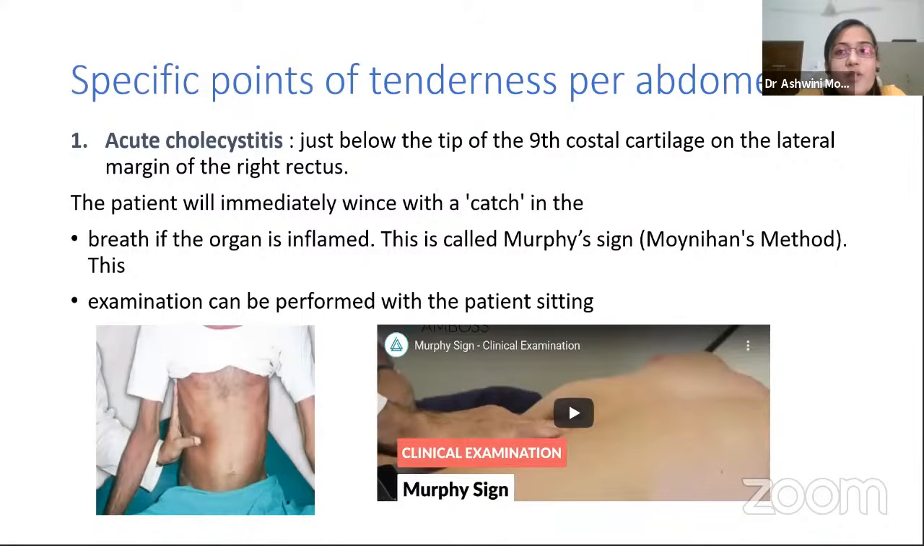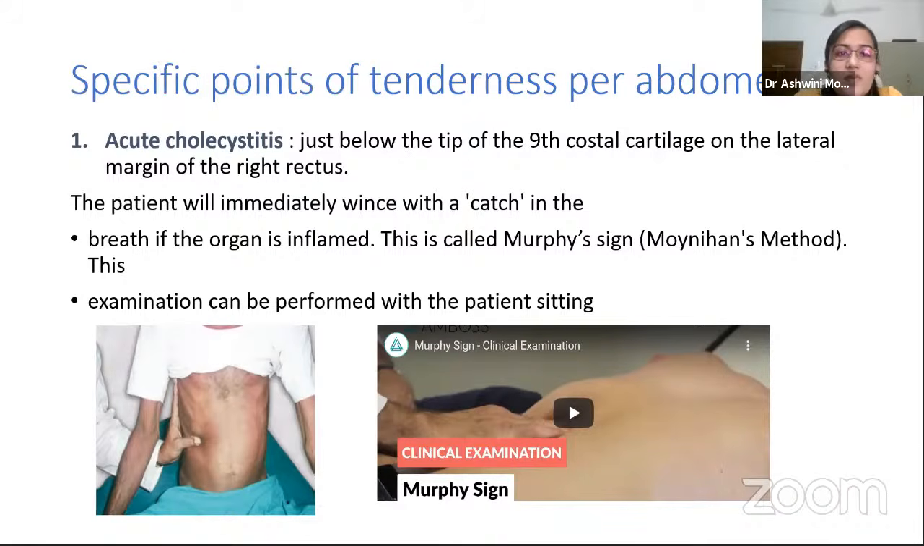What are the specific points of tenderness on per abdominal examination? We have to keep in mind that there are a few specific sites where, if an organ is inflamed or has any pathology, that point will be tender. So there are a few points I'll be discussing now.